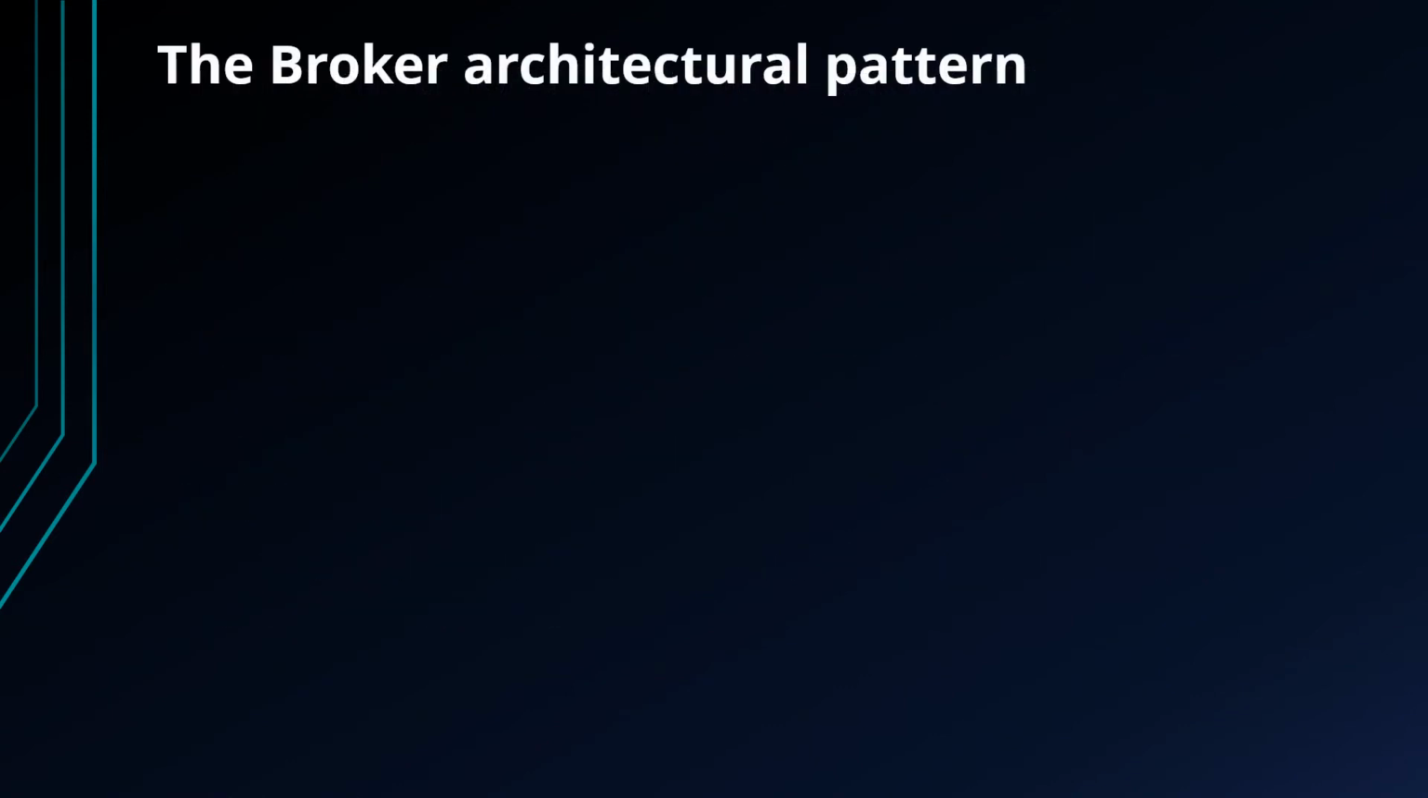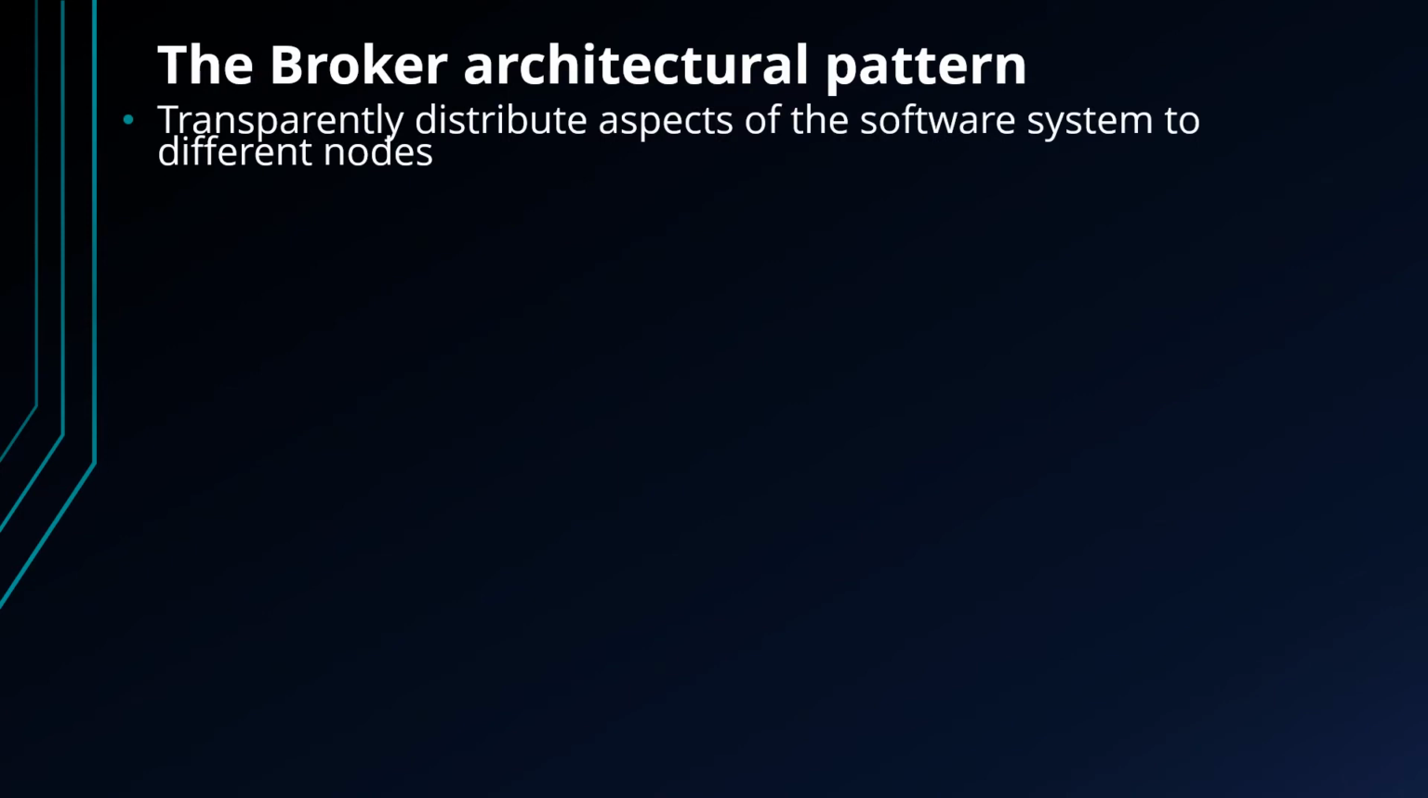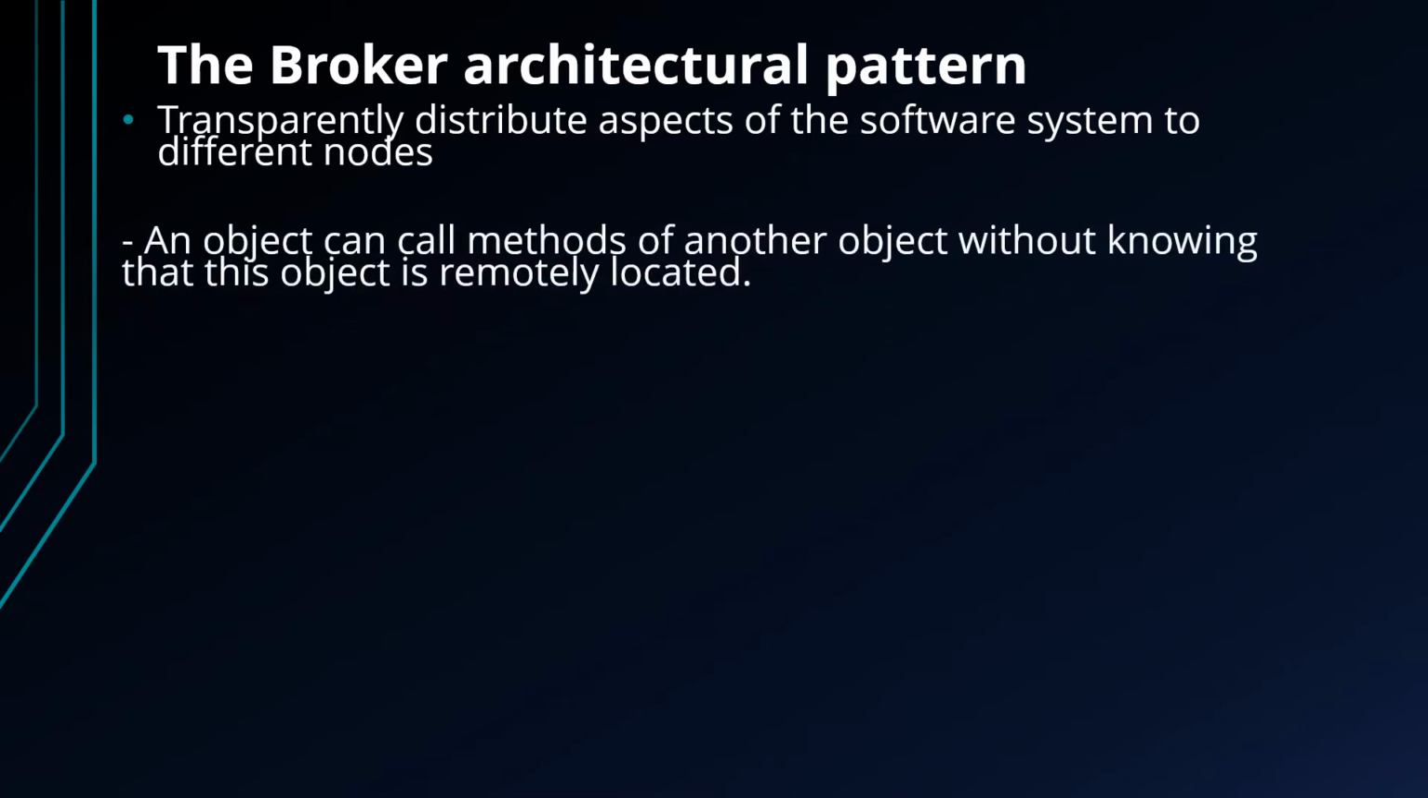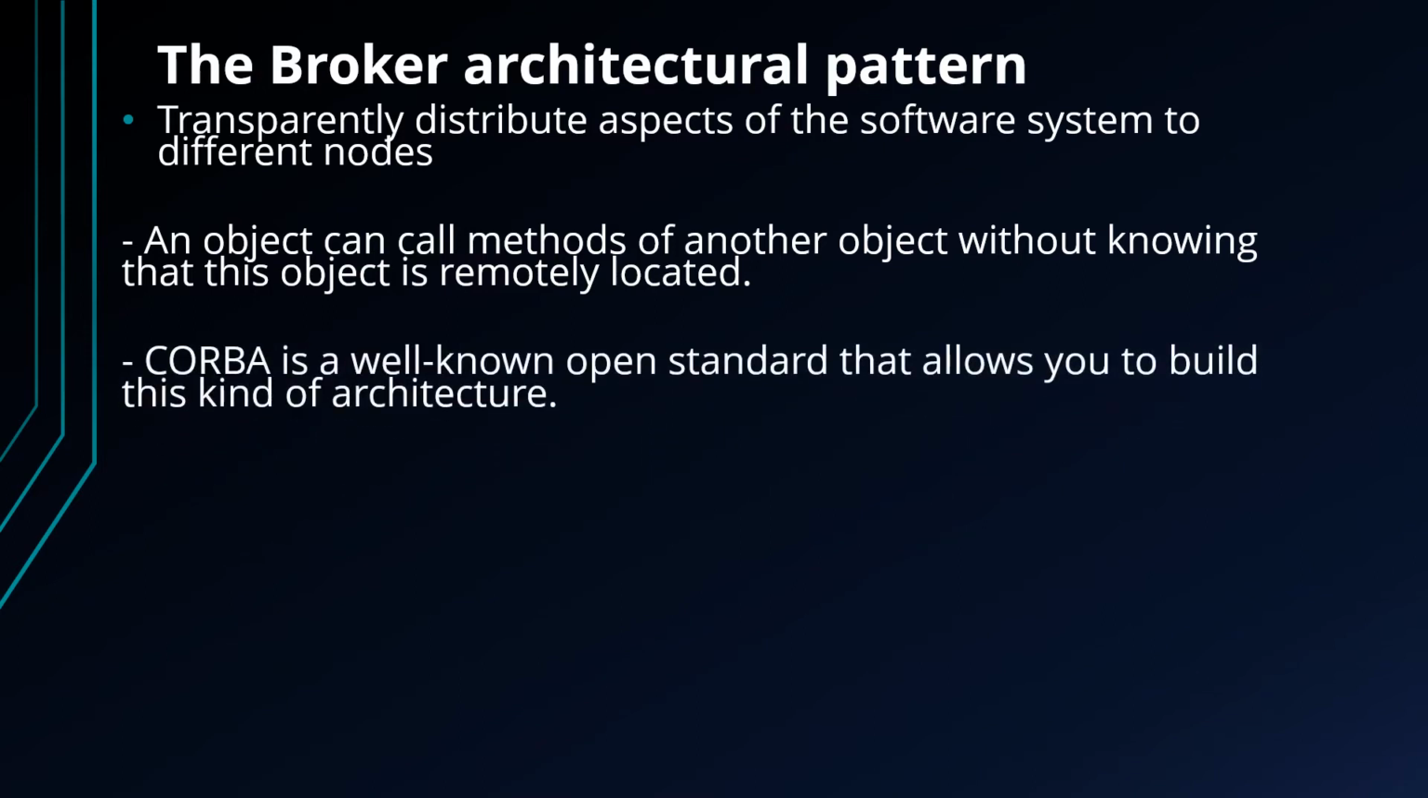The broker architectural pattern. Transparently distribute aspects of the software system to different nodes. An object can call methods of another object without knowing that this object is remotely located. CORBA is a well-known open standard that allows you to build this kind of architecture. So this is the example of a broker system.